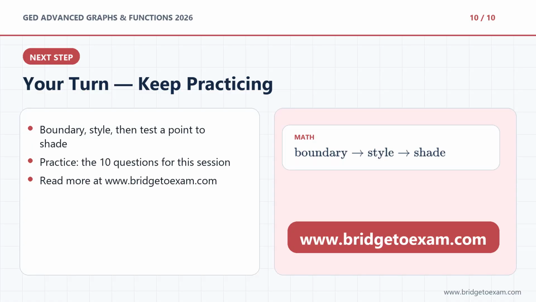Wonderful work today. You can now graph a linear inequality and shade the correct region. Your mastery check is the 10 practice questions for this session. For each one, draw the boundary, choose its style, then test a point to shade.